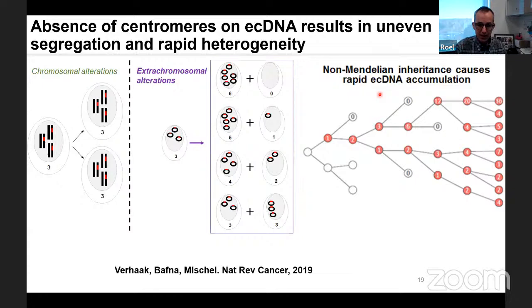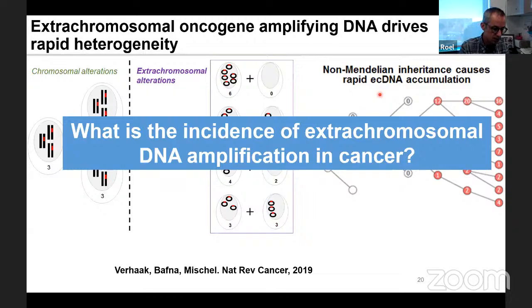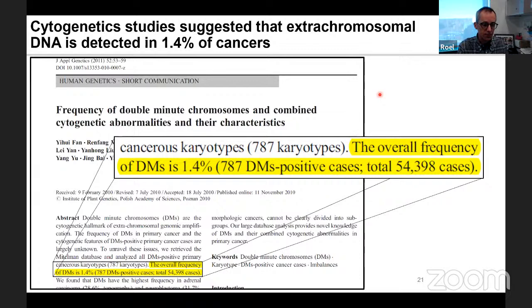Now, a next question that we asked is, okay, this is interesting, and clearly for this small set of tumors that we analyzed, the presence of ecDNA is important. And this suggests that the presence of extrachromosomal DNA may be quite frequent for glioblastomas, but glioblastomas are fortunately very rare tumors. So in the next study, we asked, what is the incidence of extrachromosomal DNA amplification in cancer? And maybe to remind you that relatively recently, in a study from 2011, large cytogenetic studies suggested that extrachromosomal DNA is detected in just about 1% of all cancers.